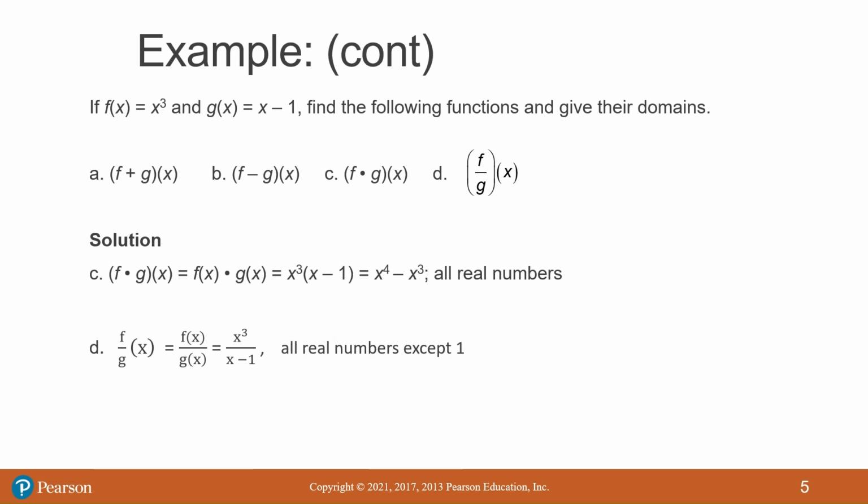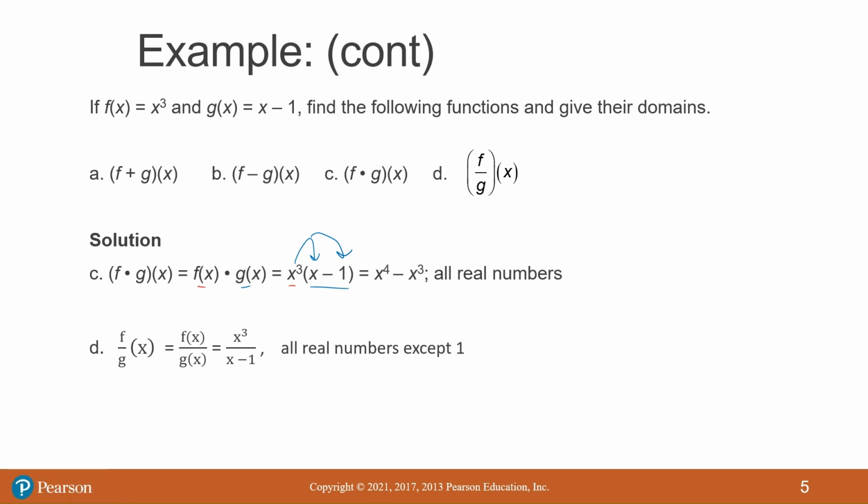Let's look at part c. C is (f times g)(x), or f(x) times g(x). I'm taking my f(x) function, which is x to the third, and multiplying it times my g(x) function, which is just x minus 1. I do have to distribute here and simplify. So x to the third times x is x to the fourth. X to the third times negative 1 is negative x to the third. Simplified, the domain here is all real numbers. Now I'll look at (f over g)(x) here.